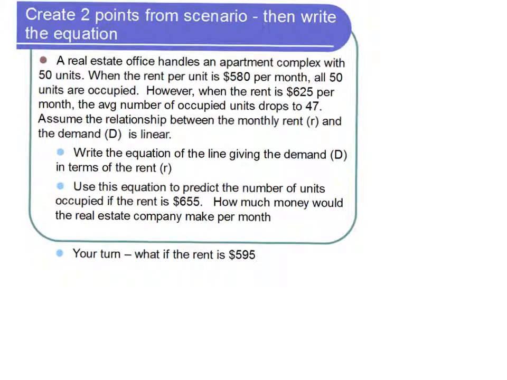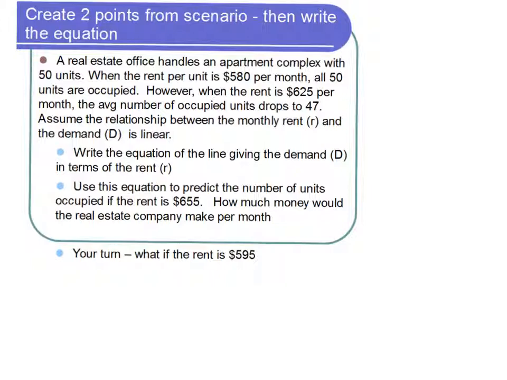However, if we up the rent to $625 per month, then the average number of units drops to 47. So it's kind of pricey, so we can't really rent them all. We have a harder time getting people to rent our apartments that way. Now, assume the relationship between monthly rent, R, and the demand, D, is linear. It says write the equation of a line giving the demand in terms of the rent.